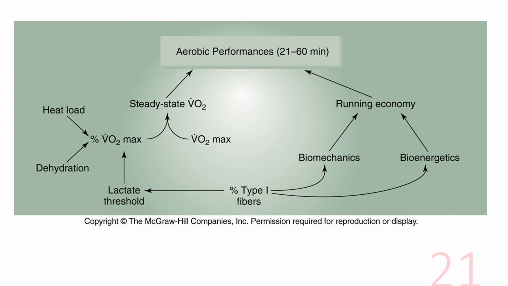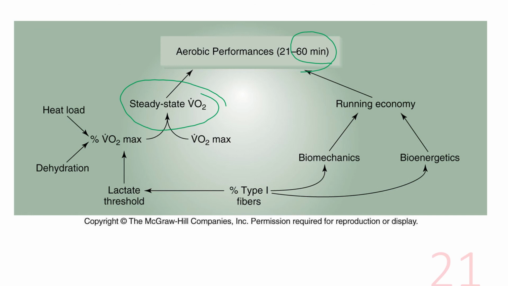Okay. Aerobic performance for individuals that are competing 21 to 60 minutes. Now we're not so concerned with VO2max. We're concerned with our ability to maintain a VO2 at a given level. So maybe I am able to run at 90% of my VO2 for 60 minutes. Okay. That's more important to me than knowing what my actual VO2max is.